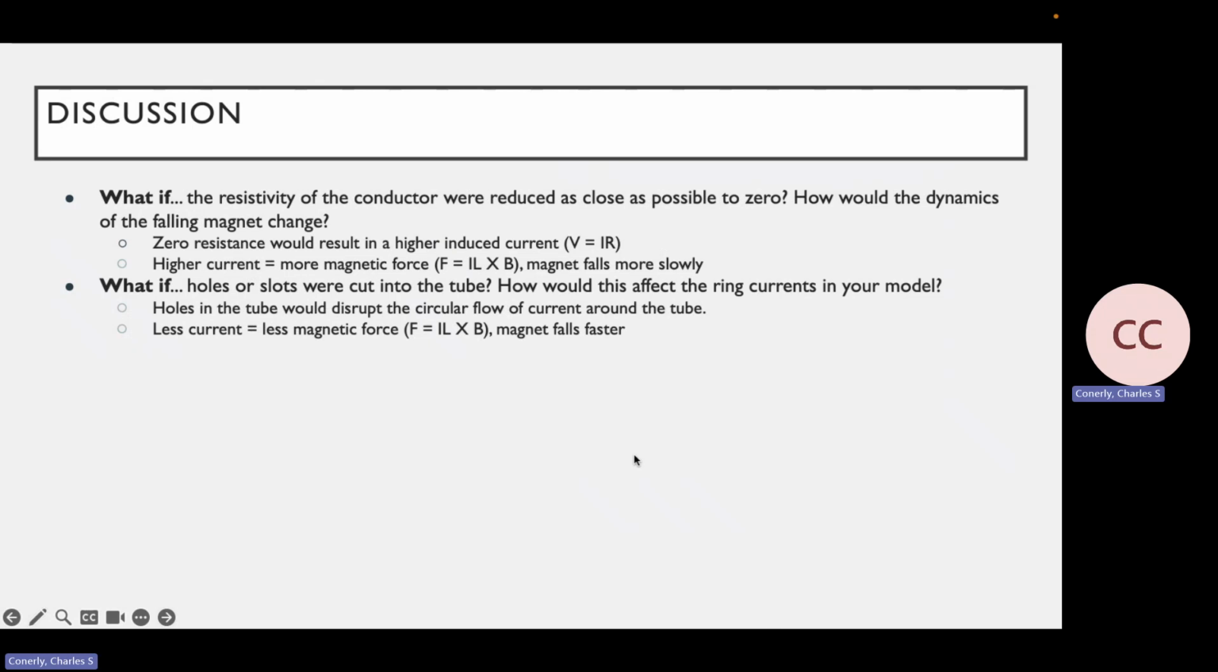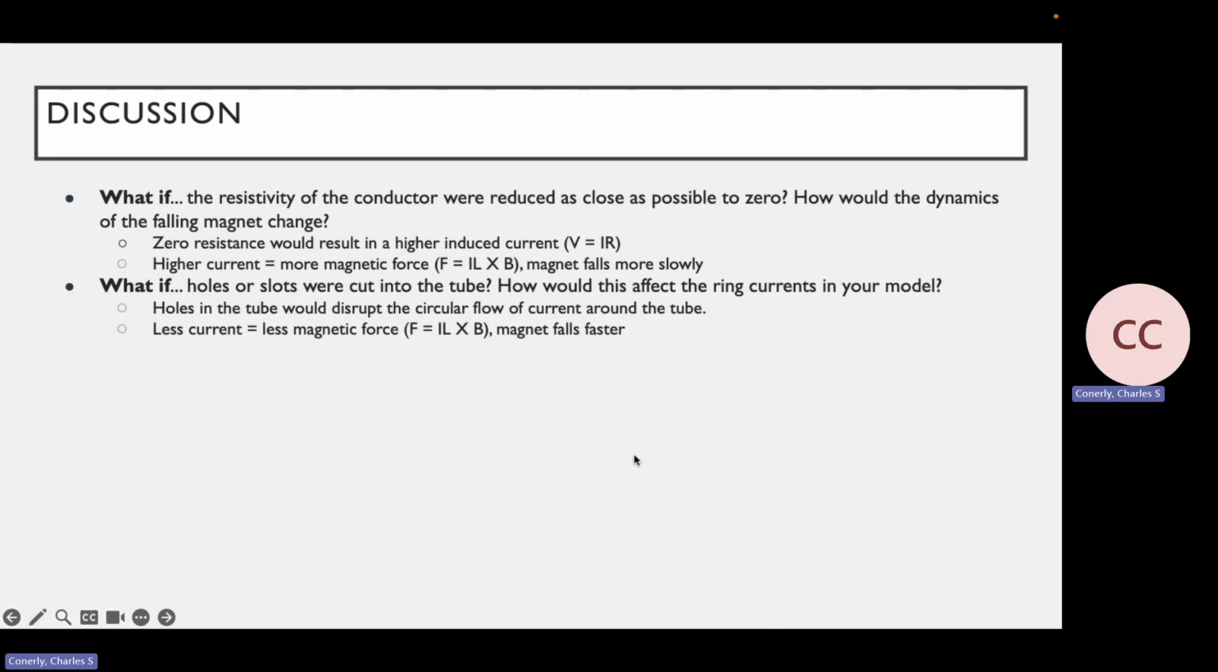A little bit of further discussion. What if the resistivity of the conductor reduced as close as possible to zero? How would the dynamics of the falling magnet change? Zero resistance would have a higher induced current, which would lead to more magnetic force, causing the magnet to fall more slowly. If there are holes or slots cut into the tube, this would disrupt the circular flow of the current, which would mean less current, which would mean less magnetic force. Therefore, the magnet would fall faster.